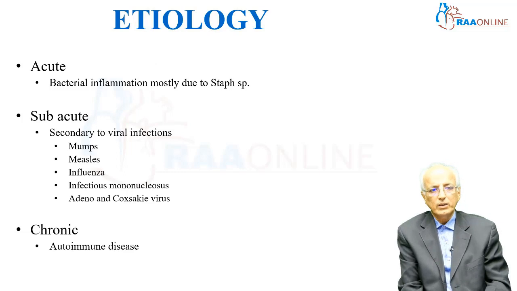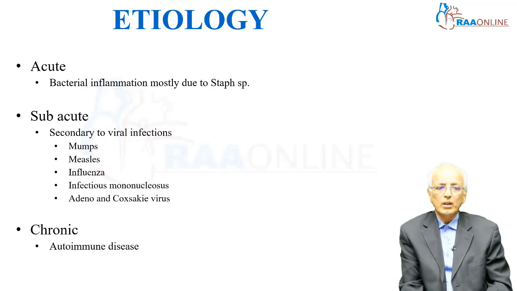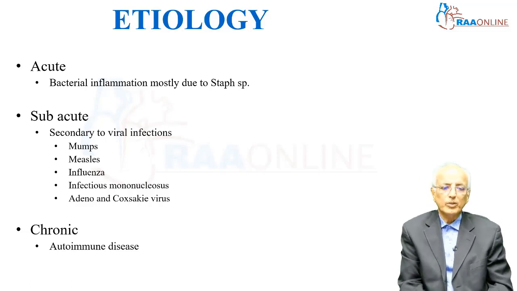Coming to etiology, obviously the acute thyroiditis is a bacterial inflammation mostly caused by Staphylococcus species. Subacute type is secondary to viral infection like mumps, measles, influenza, infectious mononucleosis, adeno or Coxsackie virus. Chronic thyroiditis is predominantly an autoimmune disease.